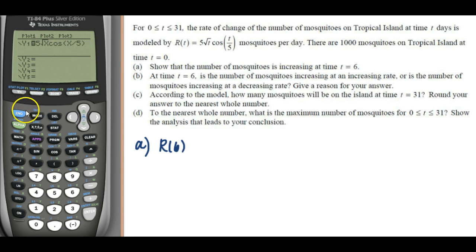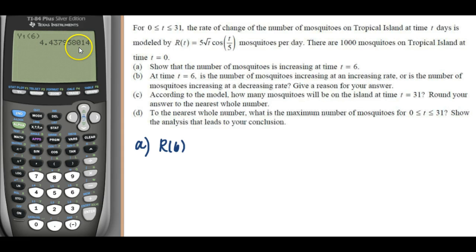So now that this function is stored, I need to find r of 6. Well, we just called that function y1. So on the home screen, I'm going to go to vars, yvars, enter, enter to get y1. So what I want is y1 of 6, because we stored r as y1. So this looks exactly like this does because we stored r as y1. So now we can just go ahead and hit enter, and we get out 4.4379, etc.